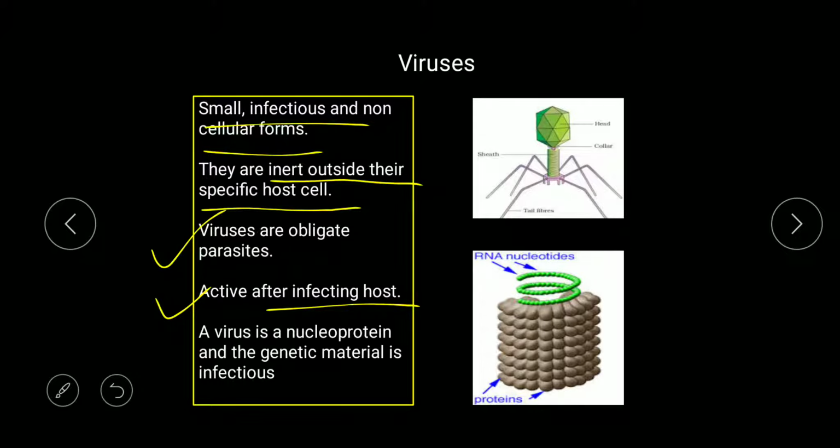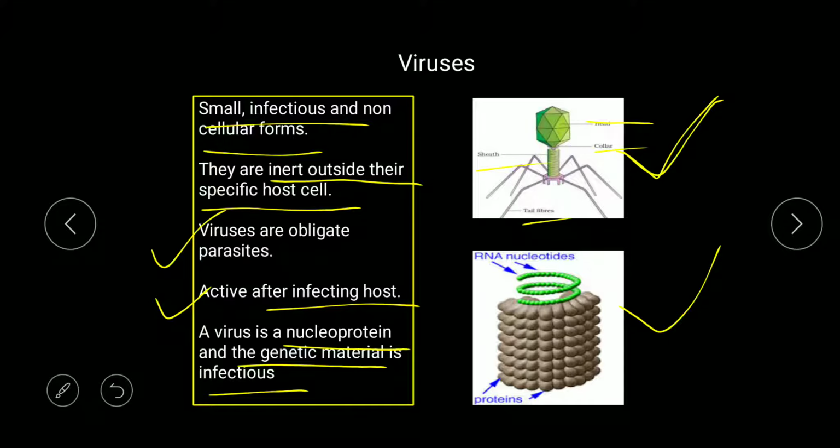If we talk about the structure, they are nucleoprotein particles, meaning they are made up of protein and nucleic acid, but the infectious material is the genetic material. As you can see, these are diagrams of a bacteriophage and of the tobacco mosaic virus. In the bacteriophage there is a head, a collar, a sheath and tail fibers, which we will discuss. In TMV, the tobacco mosaic virus, you can see the RNA nucleotides and the proteins.